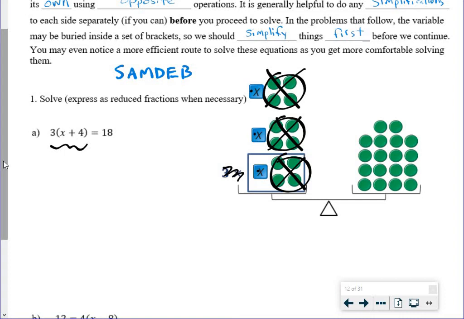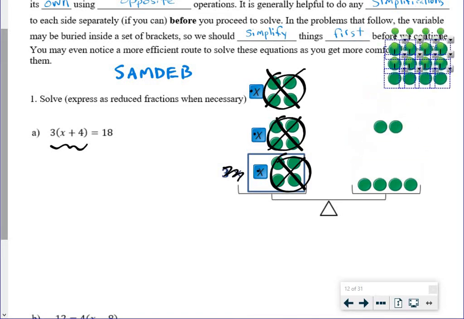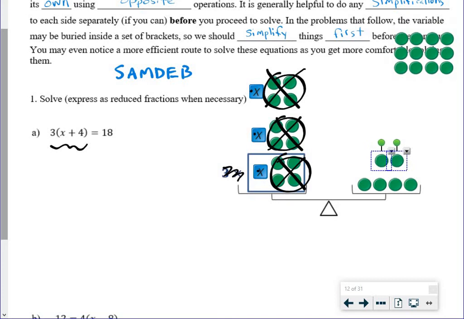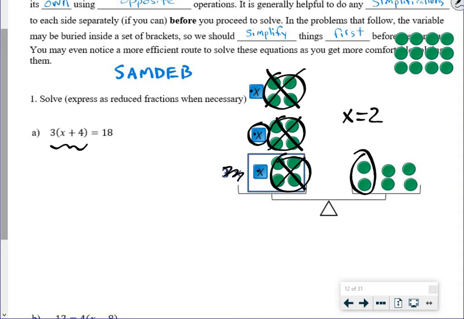So we need to do the same on the right. So there's 4, there's 8, there's 12. I'll remove that. And now I have 1, 2, 3, 4, 5, 6 that remain. So 6 needs to be spread equally among these 3 x's on the left. So I need to make 3 equal groups. And if I make 3 equal groups shared among these 3 x's, I see 1 x is worth 2. So x should be 2.